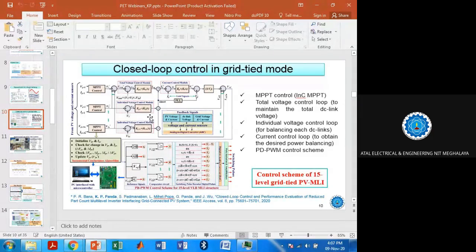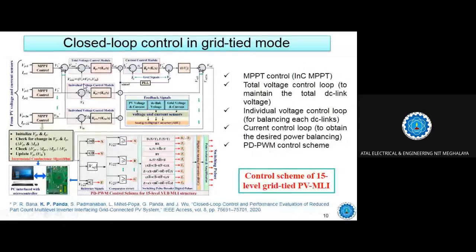The individual voltage controller module is doing the DC link voltage control, right? With that DC link voltage controller, we are taking the reference signal for generating the reference current for PWM generation, because it has to run in a closed loop environment. I'll just make it full screen. As you can see, this individual voltage control module's output gives a voltage signal, and that is taken as the reference voltage.